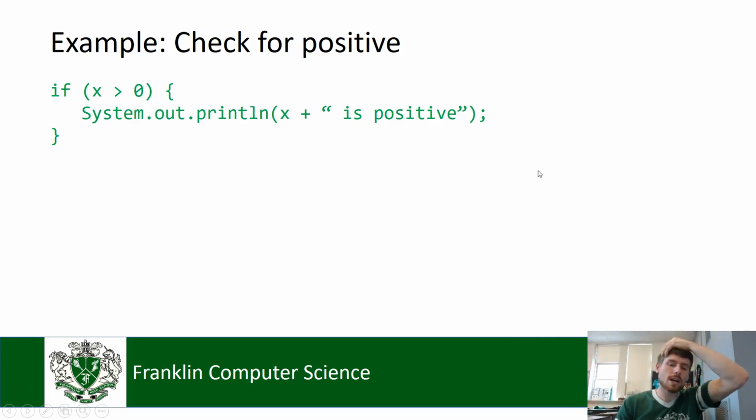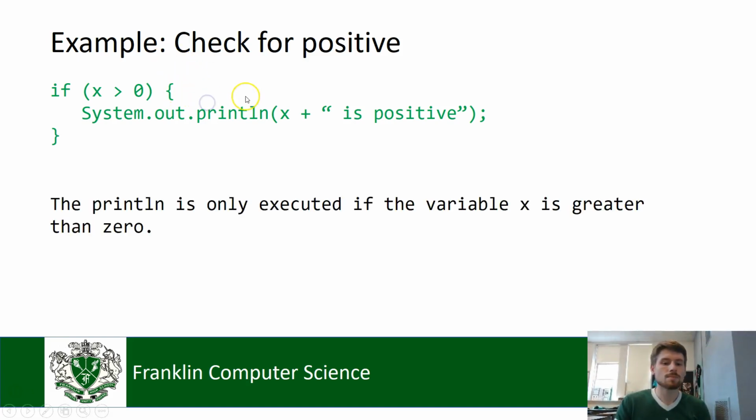So we're going to check if a number is positive. So if you want to check if a number is positive, you can have a simple if, parentheses, x greater than 0, if my number is x. And then inside, say I print out x is positive. So this is going to print the value of x followed by is positive only if x is greater than 0. So that println is only executed if this statement is true.